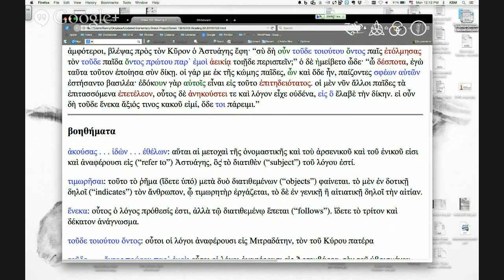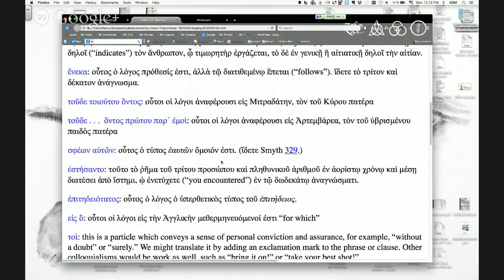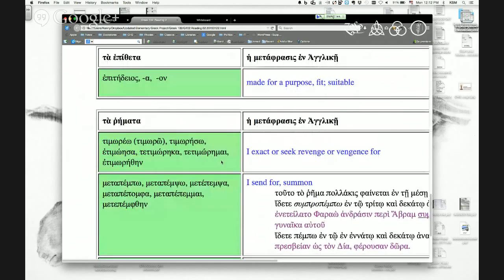This is an excellent exercise that we're doing here. So we're doing timoreo, okay? Timoreo: I exact or seek revenge or vengeance for. So what would a timoreter be? A person who is seeking vengeance, right? Okay, so we come back up here.